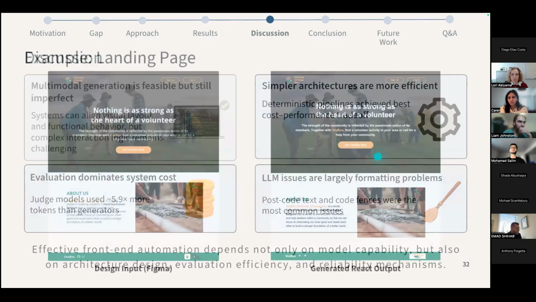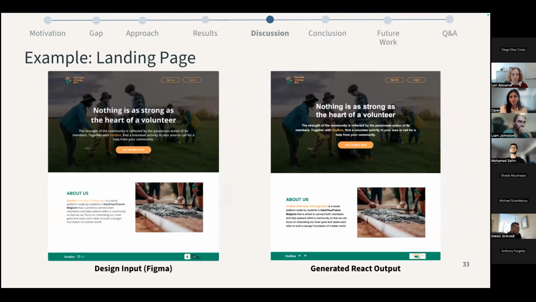So let's walk through some examples just so you see what I'm talking about. On the left, we see the design input extracted from Figma, and on the right, a screenshot from the compiled React application that we generated. In this example, the system was able to successfully reconstruct the landing page. Navigation elements were set, and the content and structure were all aligned.